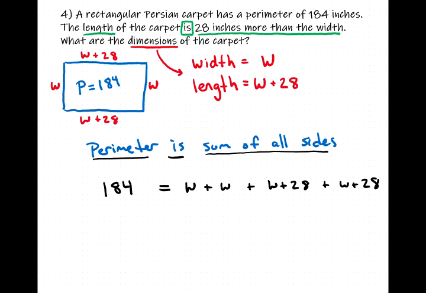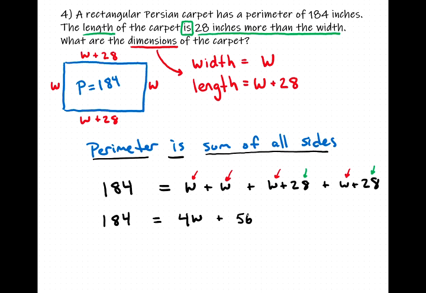All right, and if we look at the right-hand side, we've got a W here, here, here, and here, so we have four W's. So we could say 184 is equal to 4W, and then we have a 28 and a 28. So 28 plus 28 is 56. So we could say 4W plus 56.